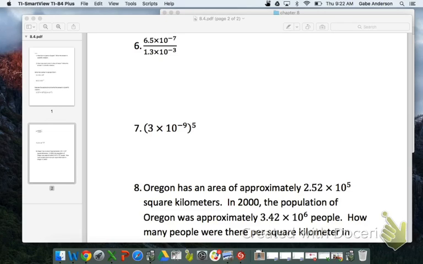Number 6 is 6.5 times 10 to the -7th over 1.3 times 10 to the -3rd. A very similar problem to what we just did, except it's division instead of a multiplication problem.